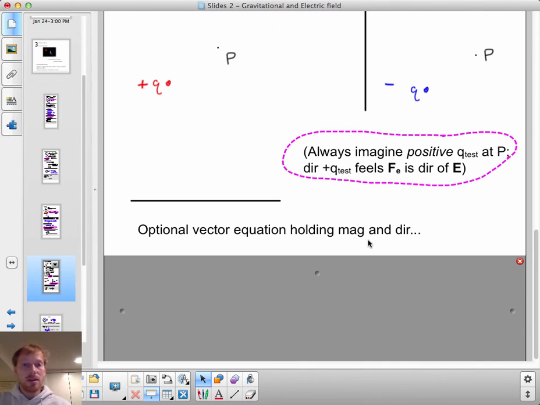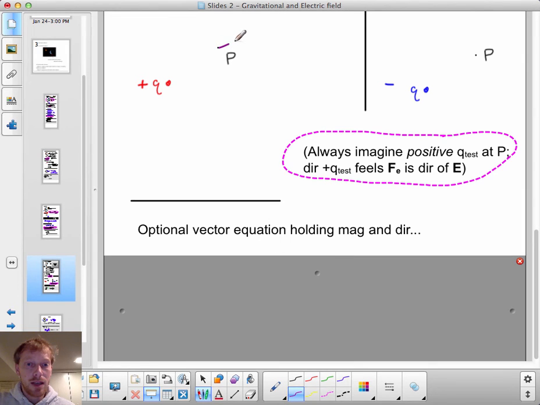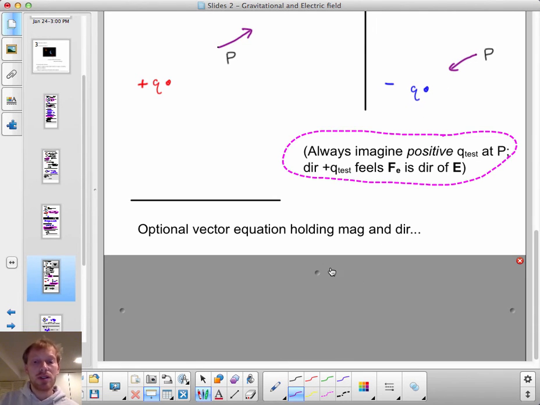Let me just show you this. So I think if I do this, the direction of the electric field in this case is that away, and in this case it's that away. I can do this all in one vector equation if you want.